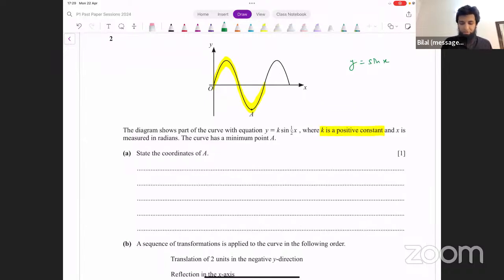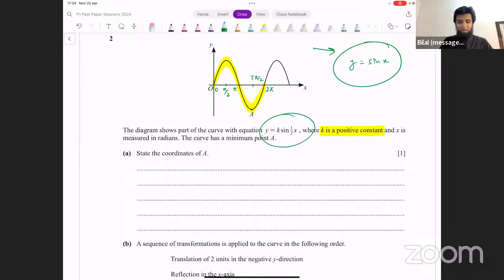It would start from 0 on the x-axis, and then when x is pi, it comes back to 0 again, and when x is 2 pi, it comes back to 0 again. And in the middle, this point would be 3 pi over 2, and this point would be pi over 2. That would be for this function sine x. Okay, we're not talking about this function yet.